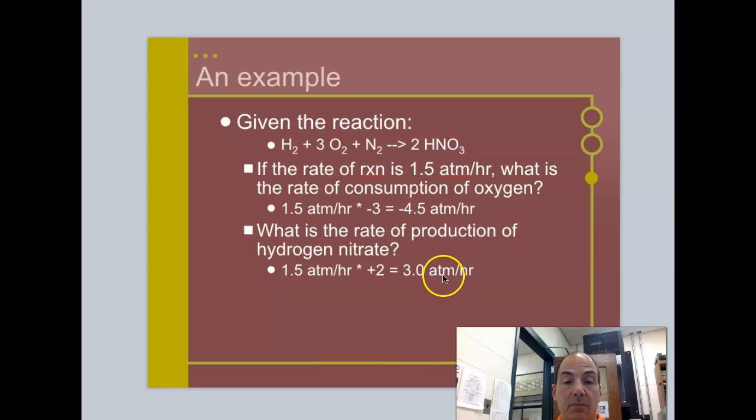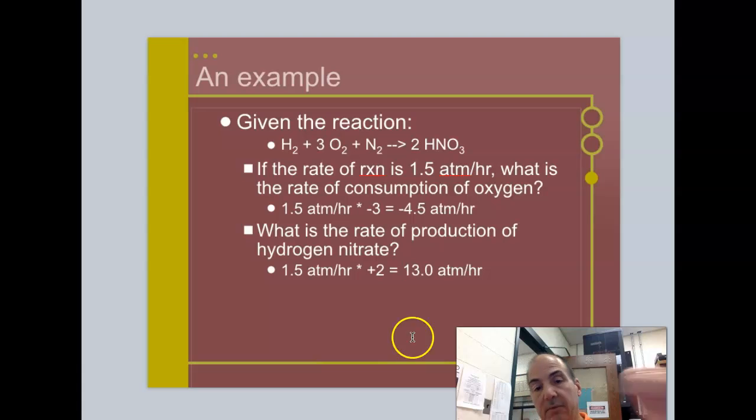Likewise, we're talking about the hydrogen nitrate. Bad me, I thought I forgot to put the negative in here, but it says hydrogen nitrate, so I did it right. Hydrogen nitrate has a coefficient of 2, so I could compare it to the oxygen and say it is 2/3 of oxygen. What's 2/3 of 4.5? 3.